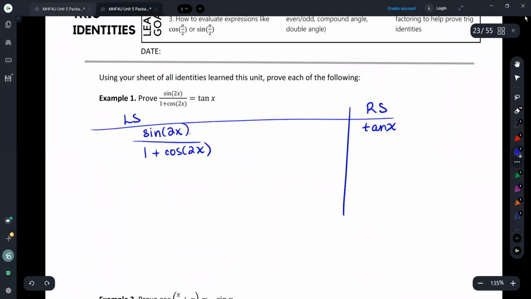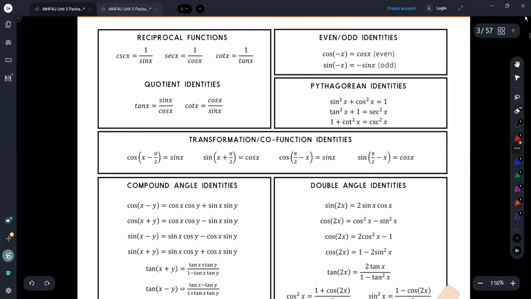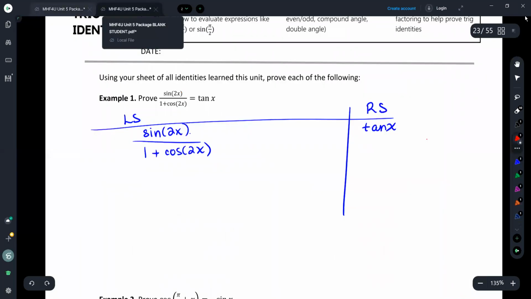All right, so here's our trig identity. The main tip here is we always want to try to get everything in terms of sine and cosine. So I see a tan x here, and we know back from grade 11, and we reviewed it in grade 12 as well, that tan x is equal to sine x over cos x. So I'm going to replace it with that identity.